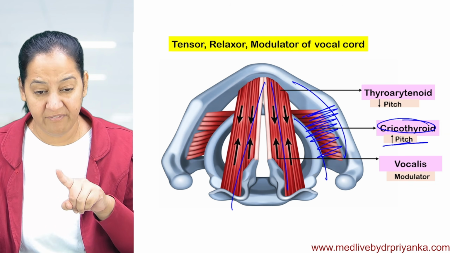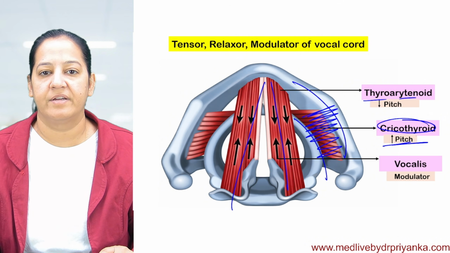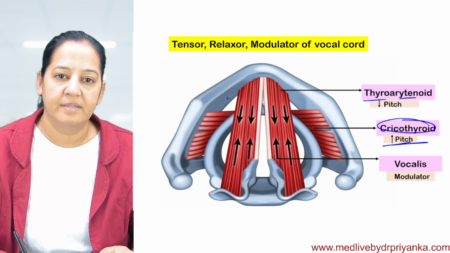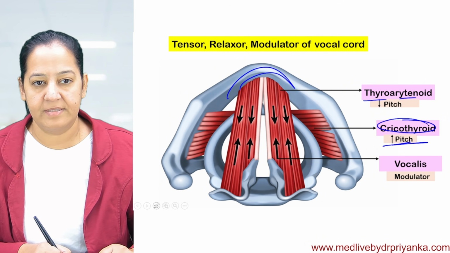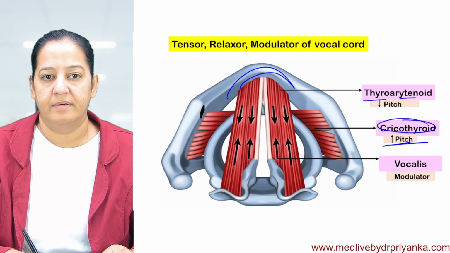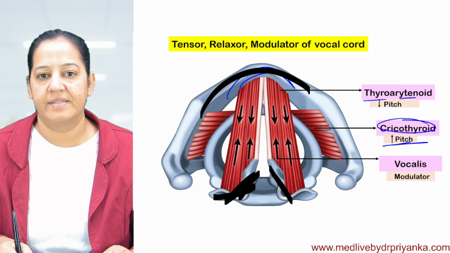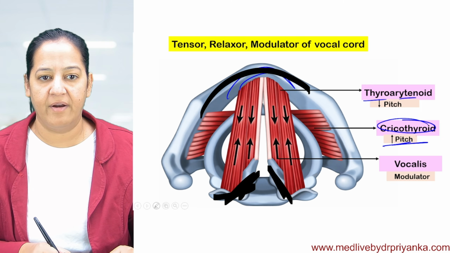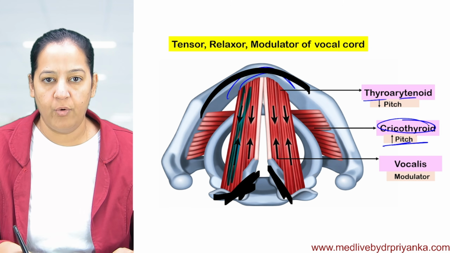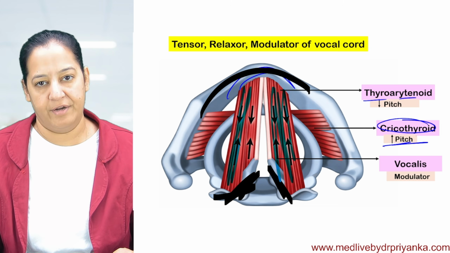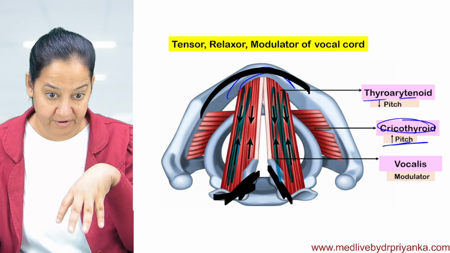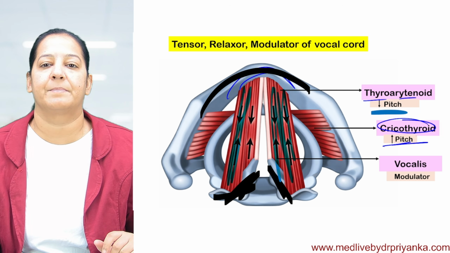Now the one which decreases the pitch is thyroarytenoid. Can you see this is thyroid, and these are the two arytenoids. So name the muscle which is connecting thyroid and arytenoid. This one: thyroarytenoid. When it contracts, it will relax the vocal cord, decrease the length, so it decreases the pitch.